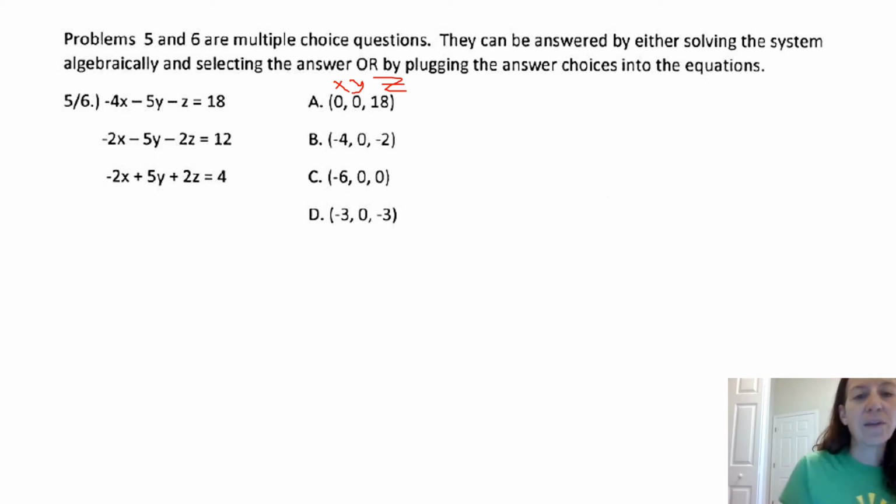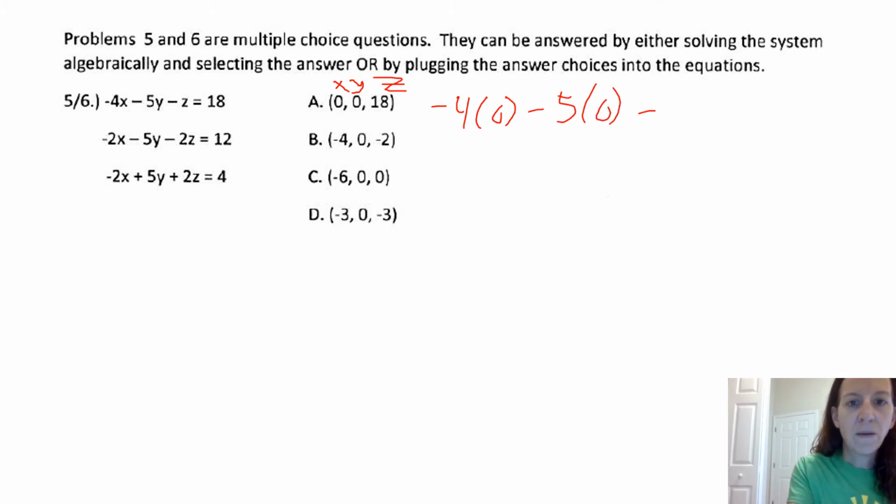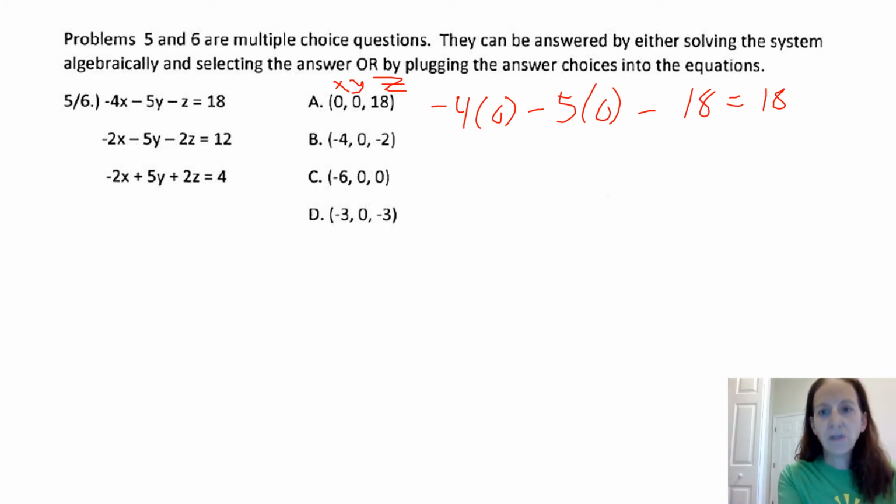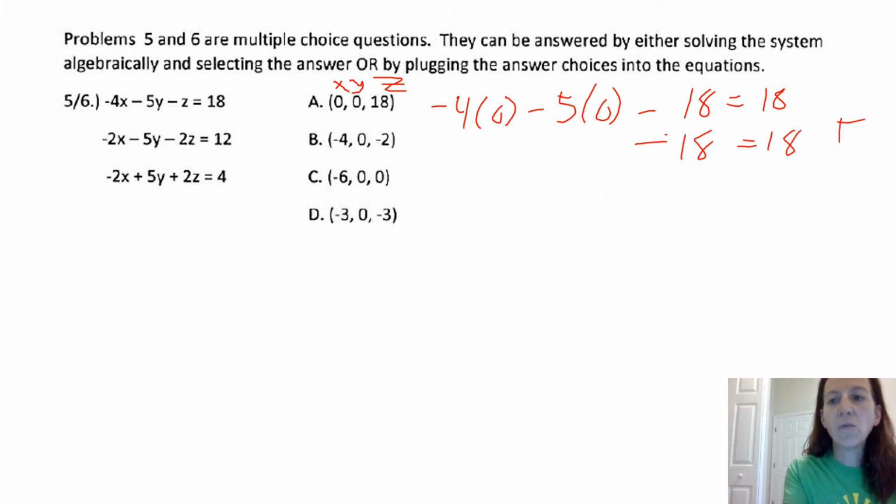So what I'm going to do is start with answer choice A, because I kind of like that one. It's got 2 zeros in it. 0 is my favorite number because it's just so much easier to work with. So I'm going to plug into that first equation, negative 4 times 0 minus 5 times 0 minus 18 equals 18. Negative 4 times 0 is 0. Negative 5 times 0 is 0. And so I am left with negative 18 equals 18, which is false. That is not a true statement, and I know I'm not going to pick answer choice A.